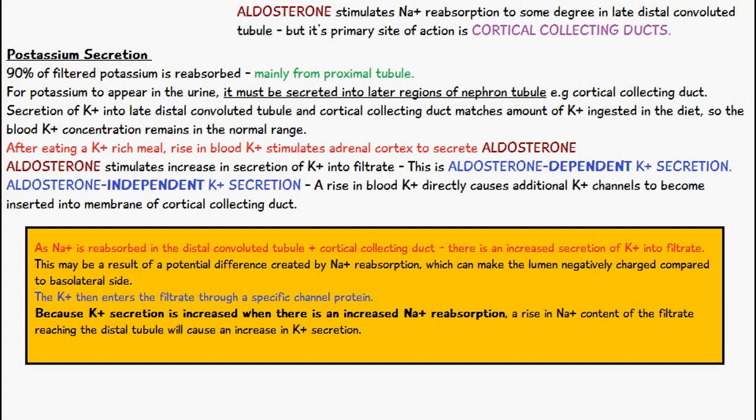So if we're having reabsorption of sodium, it makes the lumen negatively charged because positive ions have been removed. To counteract this, potassium ions are going to enter into the filtrate because potassium ions are positively charged, so they're going to pass into the filtrate through specific channel proteins. Now, because potassium secretion is increased when there is an increased sodium reabsorption, a rise in the sodium content of the filtrate reaching the distal tubule will cause an increase in potassium secretion.